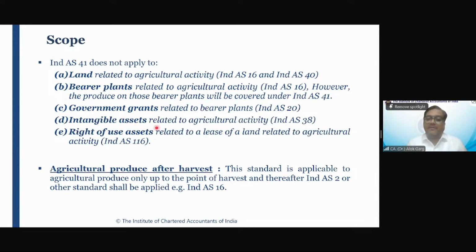Intangible asset. For example, the farmer has taken some license to do agricultural activity. Those intangible assets are also not covered under Ind AS 41. They are covered under Ind AS 38, right? For example, if the farmer is maintaining a tractor for the purpose of agriculture, right?